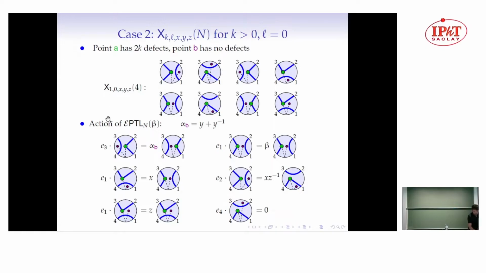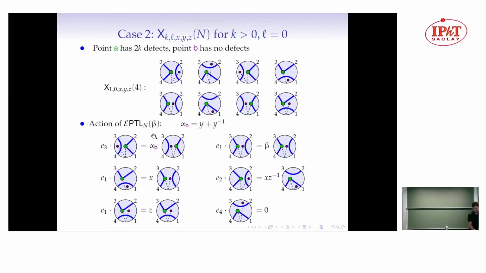Again, the action of the algebra is the same. I draw my elements of the periodic Temperley-Lieb algebra around, and then I look at the resulting link state. Then I can produce various weights. The first thing that I can produce is, again, a loop here acting with E3 that surrounds this red node here. This would be given a weight alpha B, where alpha B is y plus y inverse, right?